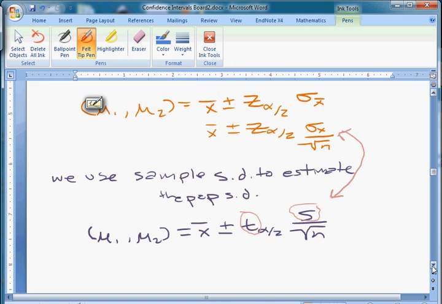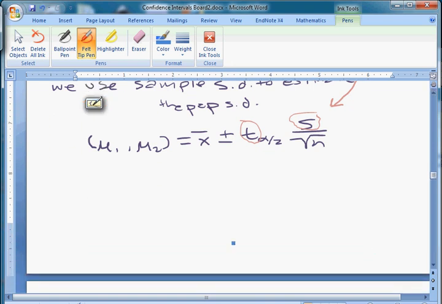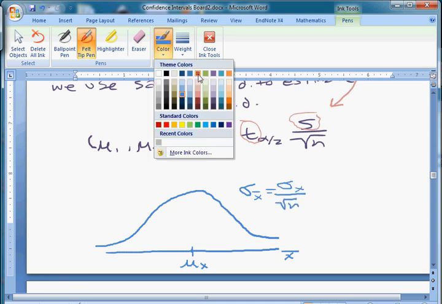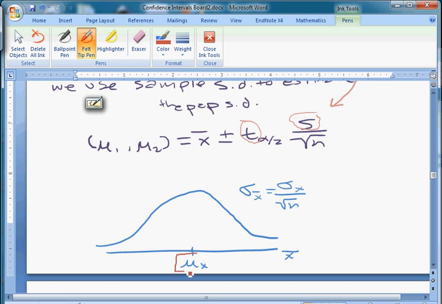Well, we still know that this is the sampling distribution of x bar. We still know that the sampling distribution of x bar is centered at mu x, and it has this standard deviation, sigma x over square root of n. The problem is we don't know what this is, and we don't know what this is. So what we do is we use this to estimate it.